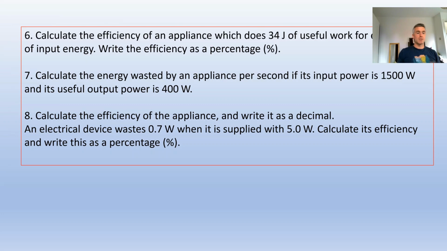And here we have the last 3 questions. Calculate the efficiency of an appliance which does 34 joules of work for every 200 joules of input energy. Give the answer as a percentage. Calculate the energy wasted by an appliance per second if its input power is 1500 watts and the useful output is 400 watts. And 8. Calculate the efficiency of the appliance and write it as a decimal. An electrical device wastes 0.7 watts when it's supplied with 5 watts. Calculate its efficiency and write this down as a percentage.